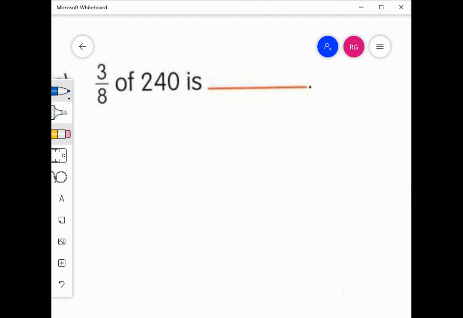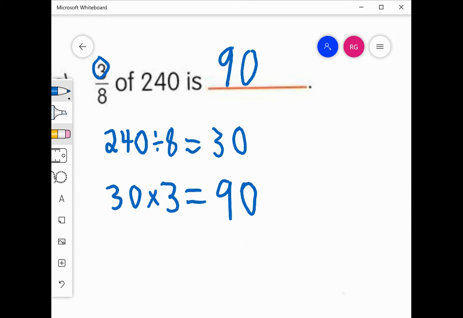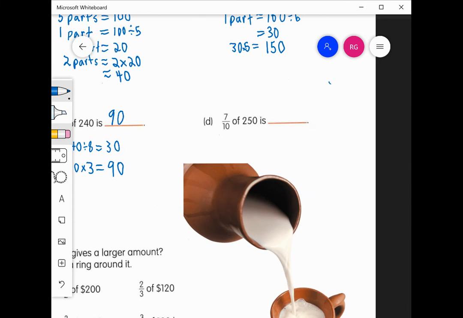Okay, so 3/8 of 240 is what? Well, I know that each part, so if I take 240 divided by 8, that equals 30. So each part is 30. So if I take 30 times my 3 parts, I should get 90. So that should be 90. 3/8 of 240 is 90.